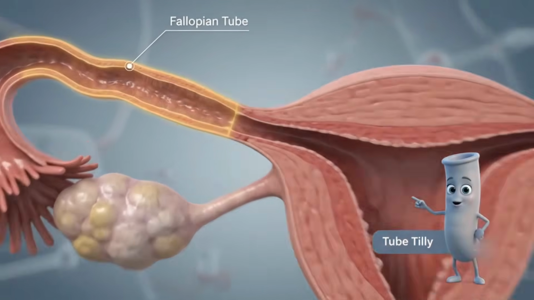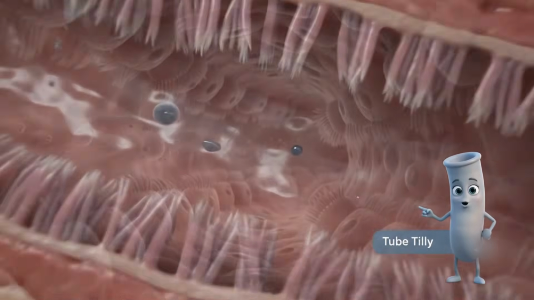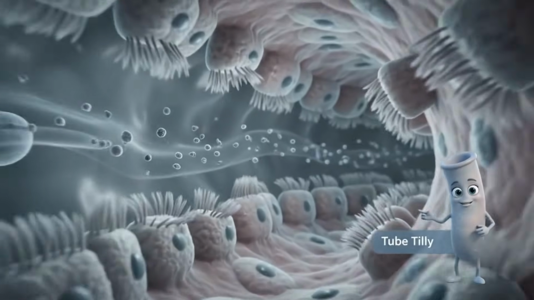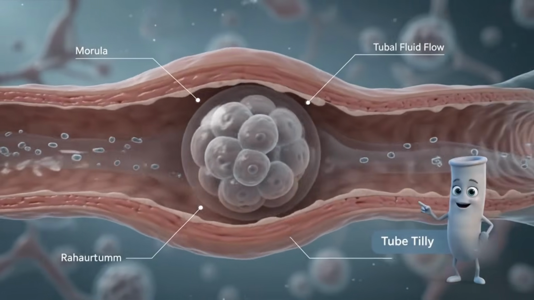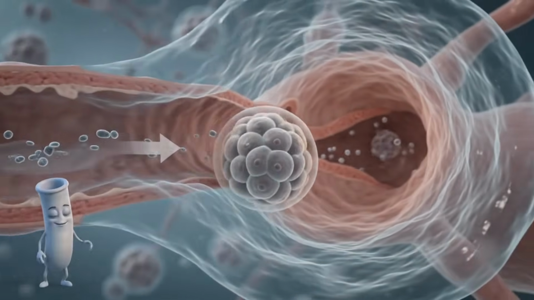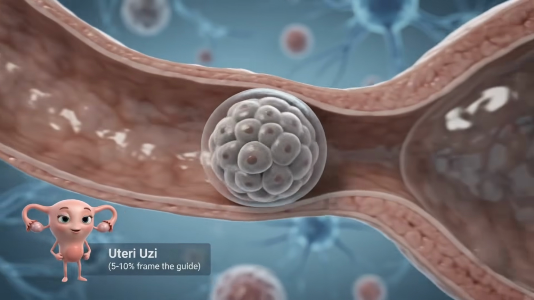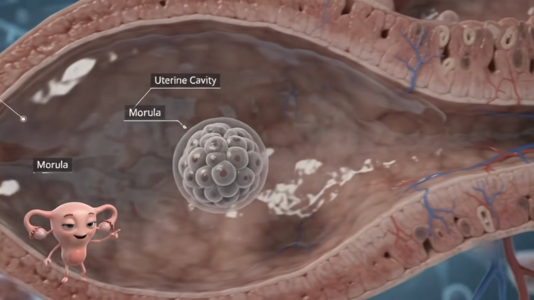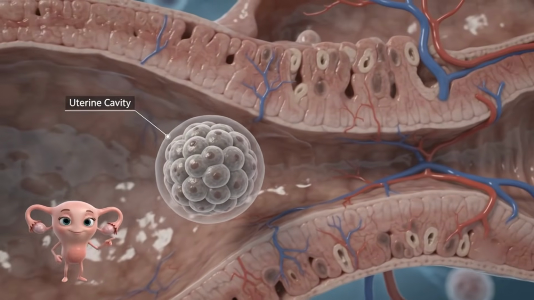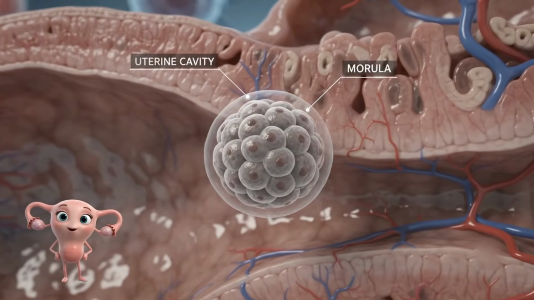The developing embryo now travels through the fallopian tube toward the uterus. The embryo is traveling toward the uterus, guided by the coordinated environment of the tube. After traveling through the fallopian tube, the developing embryo reaches the uterine cavity. The embryo has reached the uterus. At this point, it is free within the uterus.